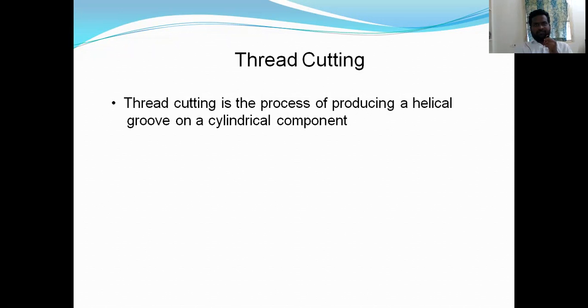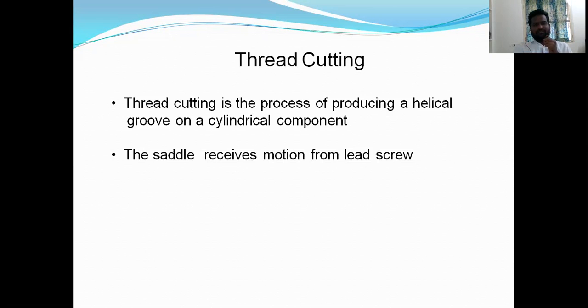lathe machine operations. To do this process, we have to engage the carriage to the half nut mechanism or split nut mechanism. Then only we can do this thread cutting operation. The threads are the helical grooves produced on a cylindrical component.